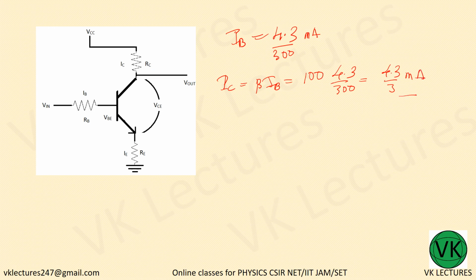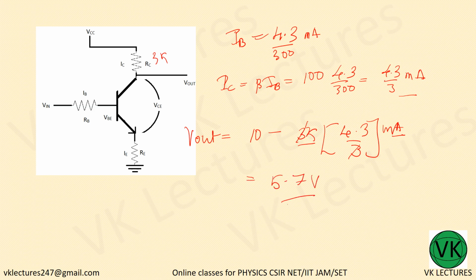That is your IC. Now what is V out? V out is equal to 10 minus 3K into IC, since RC is 3K. So 3K into 4.3 divided by 3 milliampere. K and milliampere will cancel, and 3 and 3 get cancelled. 10 minus 4.3 is nothing but 5.7. So 5.7 volt is this V out.